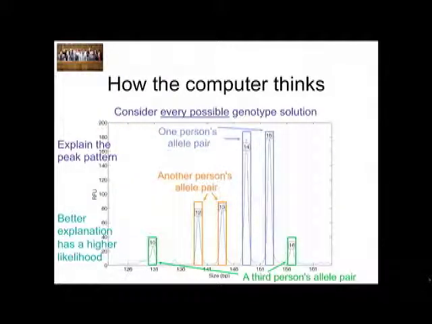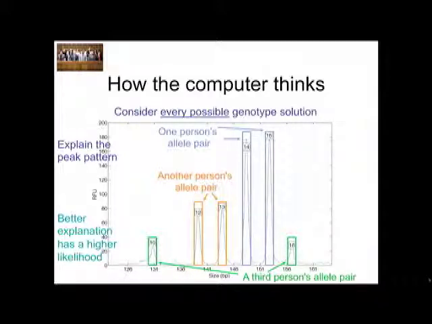What the computer does instead is it tries to consider virtually every possible genotype solution, typically trying out 100,000 possibilities by computer simulation. And the way this works is this. Underneath these colored bars, you can still see the data. There are peaks going from left to right, 10, 12, 13, 14, 15, 16, and so on. Those are the peaks in the blue curve.